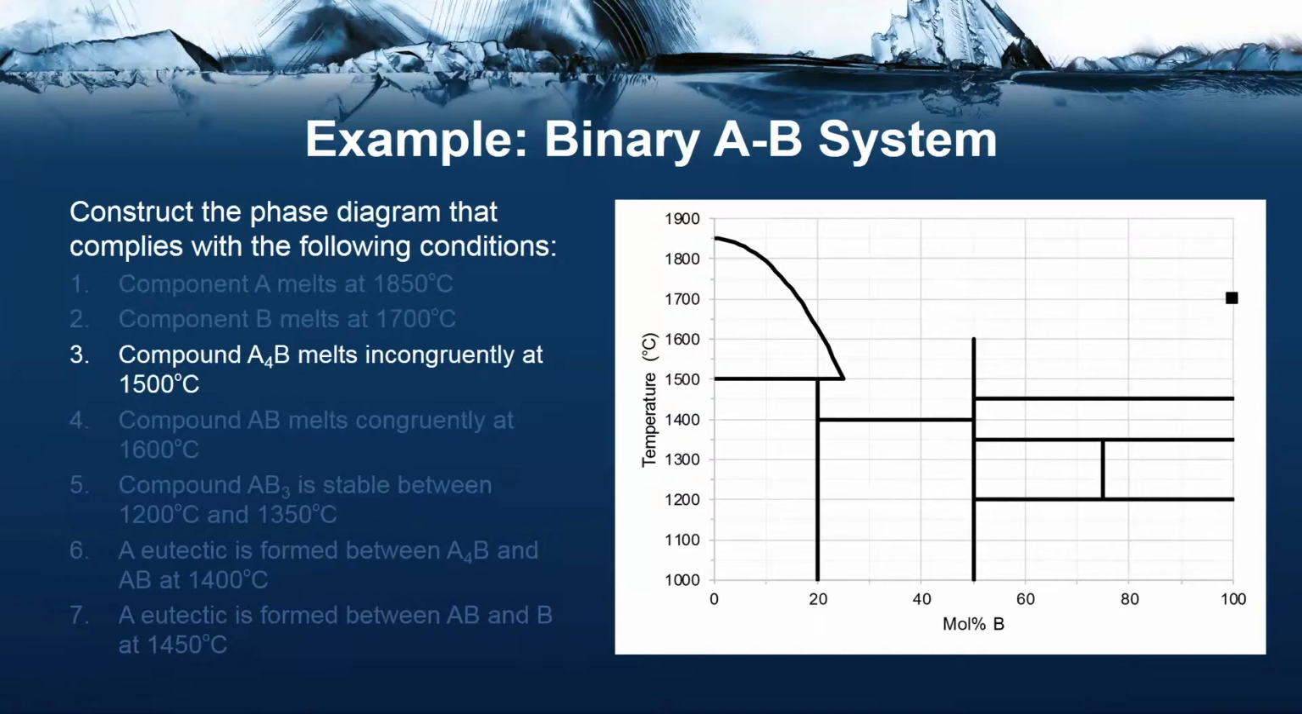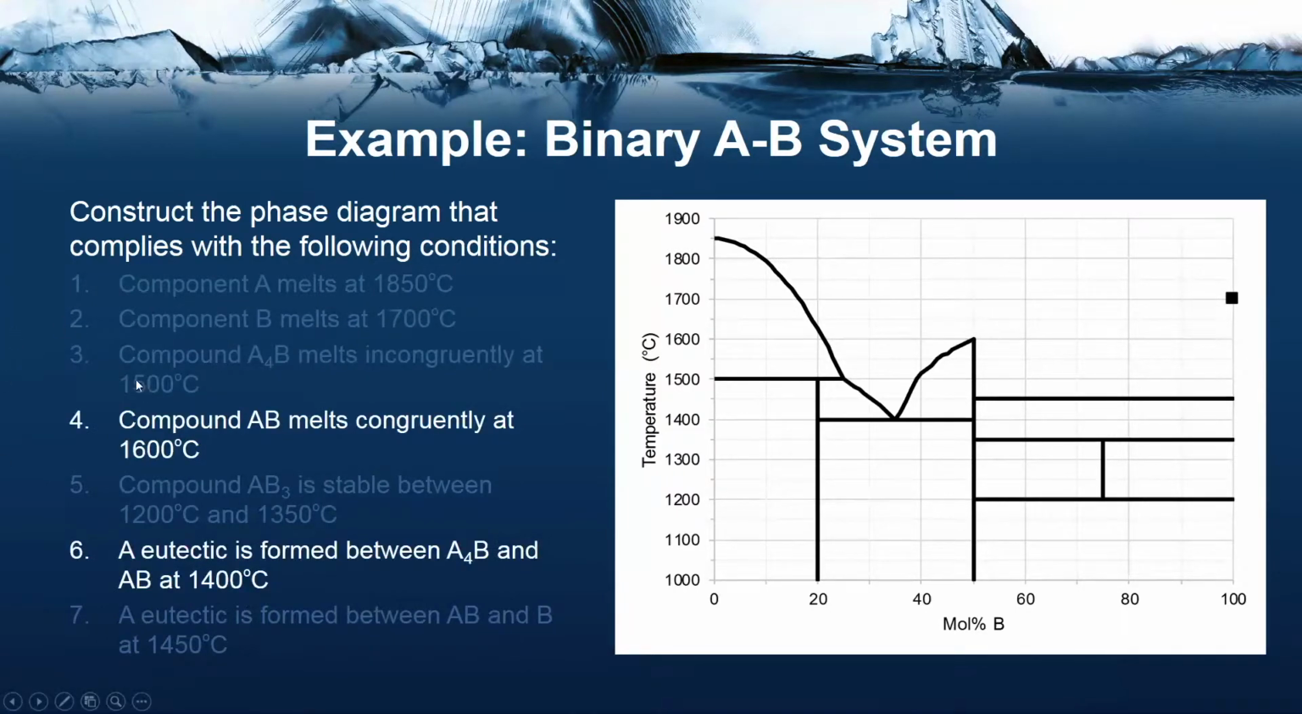In the next step, we consider conditions 4 and 6 together. Condition 4 said that compound AB melts congruently at 1600 degrees Celsius, and condition 6 said that a eutectic is formed between A4B and AB at 1400 degrees Celsius. And therefore, we can draw this typical liquid surface representing the eutectic that is formed here. Now, I have drawn this eutectic arbitrarily because we didn't get any instructions on at which composition it should occur.